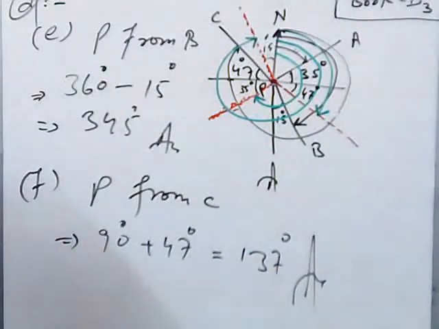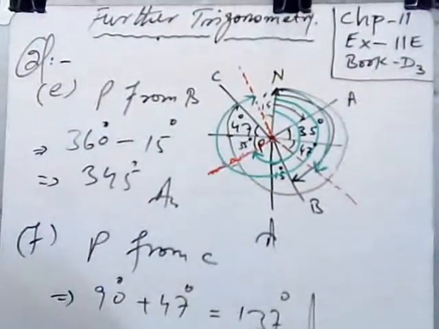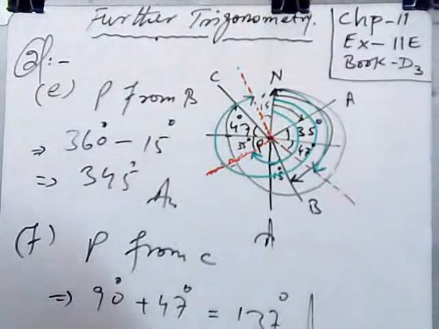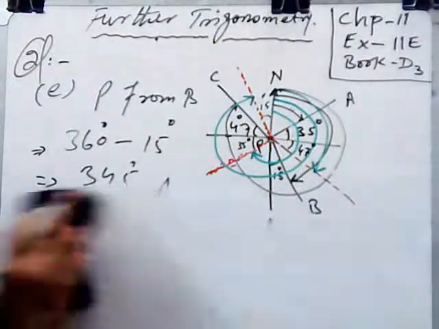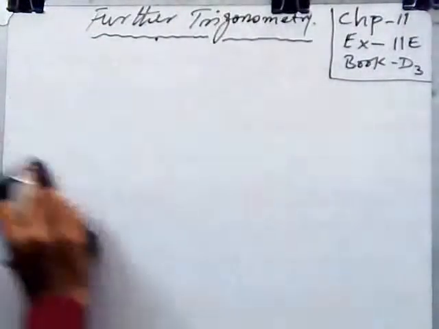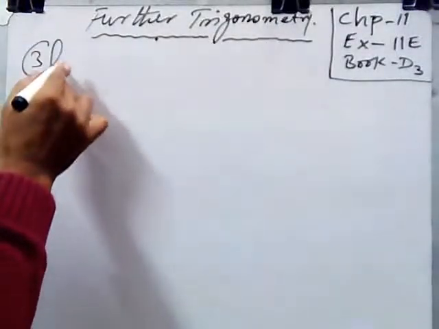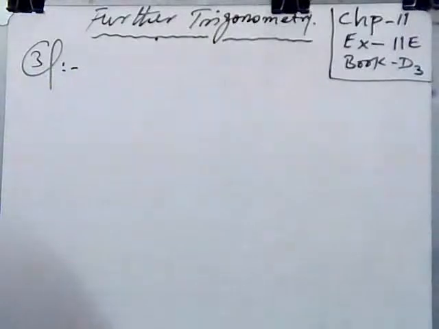We have completed question number 2. Now coming to question number 3, in which once again you have been given a diagram, and first of all you have to draw the graph, a diagram, then you will be able to see what type of demand the question has. So for example, in question number 3, you have been given a diagram.